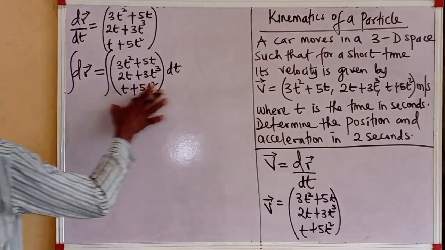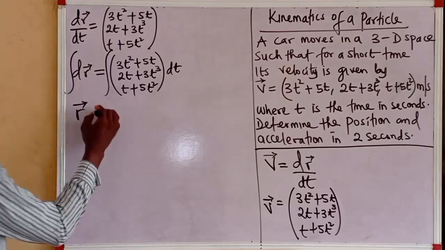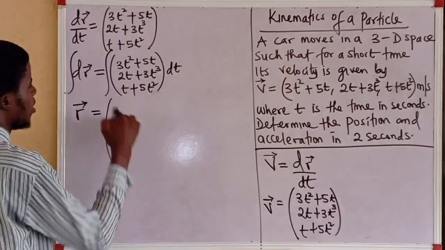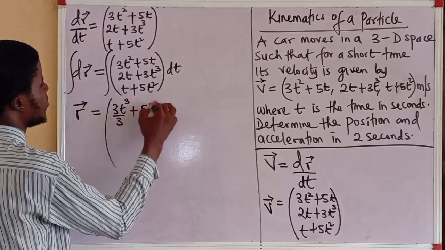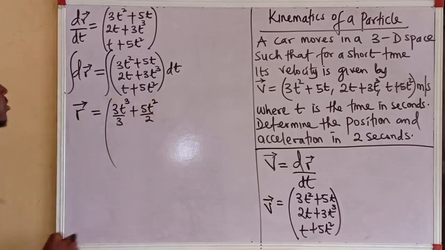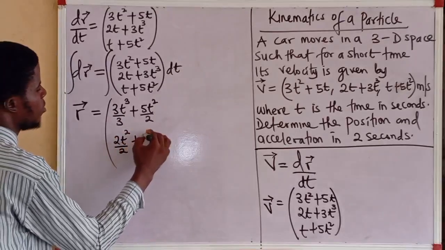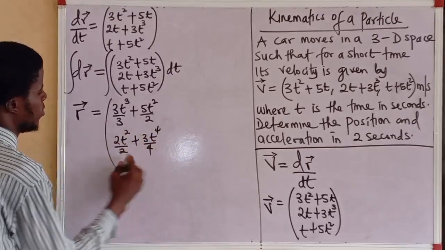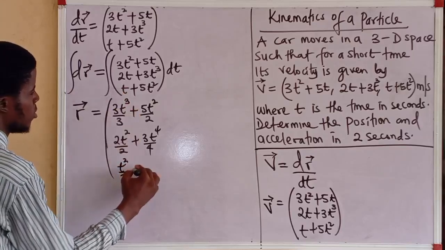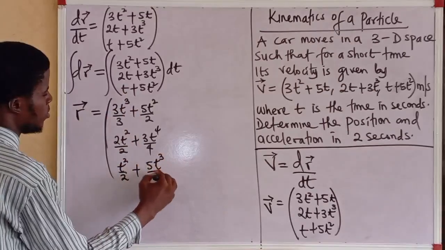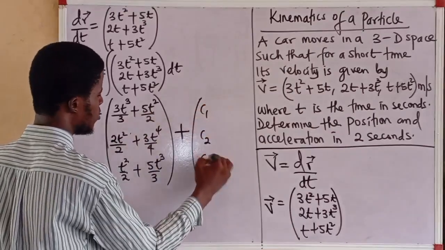Let's integrate this with respect to t. Integrating this, we have 3t cubed over 3 plus 5t squared over 2, then 2t squared all over 2 plus 3t to the 4th all over 4, and t squared upon 2 plus 5t cubed upon 3. And we'll add a constant vector to it, c1, c2, c3.